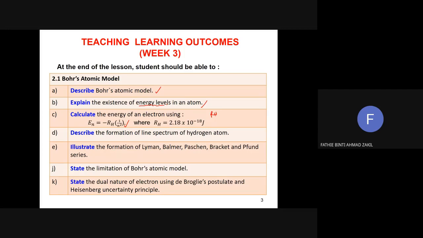Okay, next you should be able to describe the formation of line spectrum of hydrogen atom. Next you should be able to illustrate the formation of Lyman, Balmer, Paschen, Brackett and also Pfund series. Then you should be able to state the limitation. Bohr atomic model ni dia ada limitation, nanti kita tengok apa limitation dia. And the last one, you should be able to state the dual nature of electron using de Broglie's postulate and Heisenberg uncertainty principle. Kita tengok sikit lah dalam part 2.1 ni hari ni.